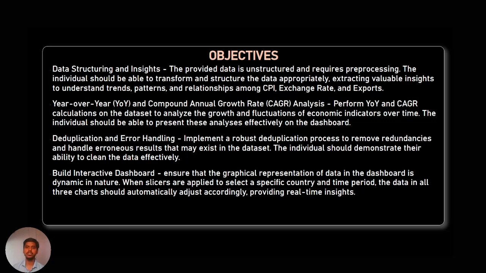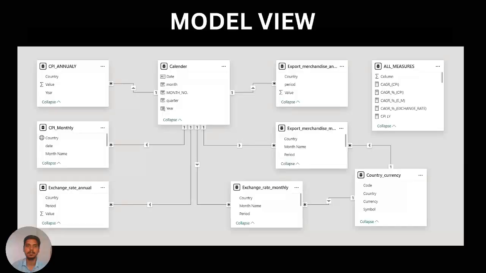In the last, we need to ensure that the graphical representation of data in this dashboard is dynamic in nature. When slicers are applied to select a specific country and time period, the data in all the three charts should automatically adjust accordingly, providing real-time insights.